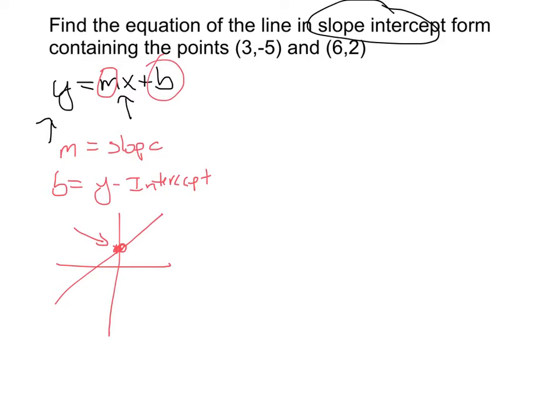Okay? So what do we need? We need a slope and we need a y-intercept. And we need a point on the actual line. Well, we know that these 2 points are on the line, and we're going to use these to find slope, so that's the first step.